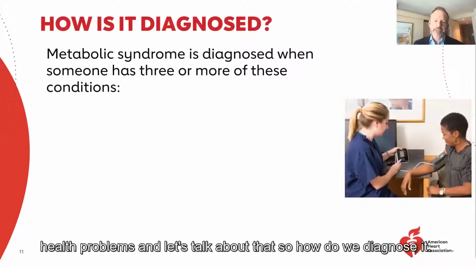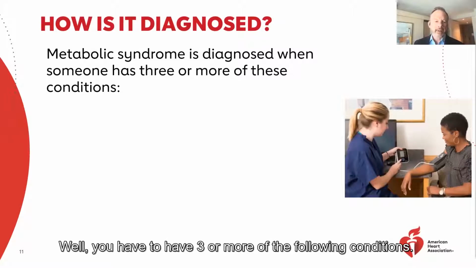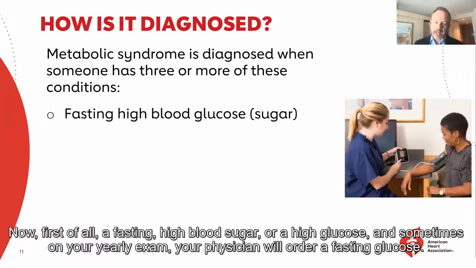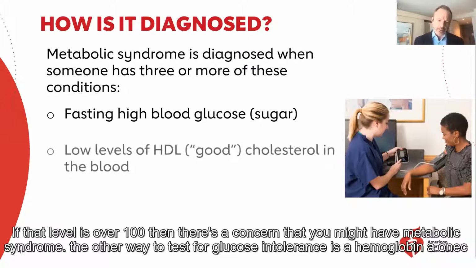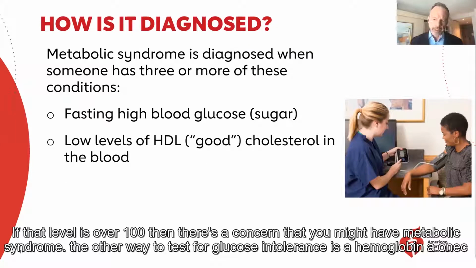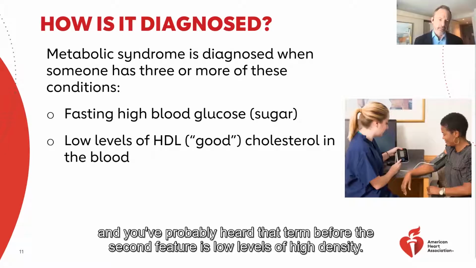So how do we diagnose it? Well, you have to have 3 or more of the following conditions. First of all, a fasting high blood sugar or a high glucose. And sometimes on your yearly exam, your physician will order a fasting glucose. If that level is over 100, then there's a concern that you might have metabolic syndrome. The other way to test for glucose intolerance is a hemoglobin A1C, and you've probably heard that term before.